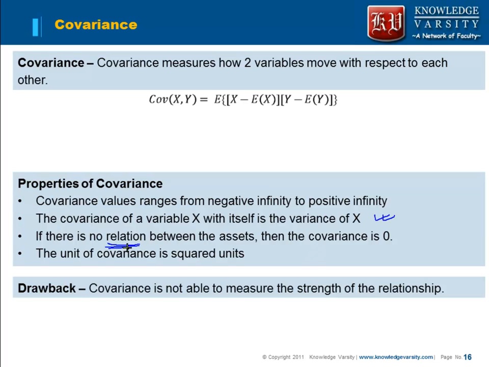If there is no relationship, the covariance will be equal to 0. And the unit of covariance is the same as that of variance, that is, it is a squared unit.